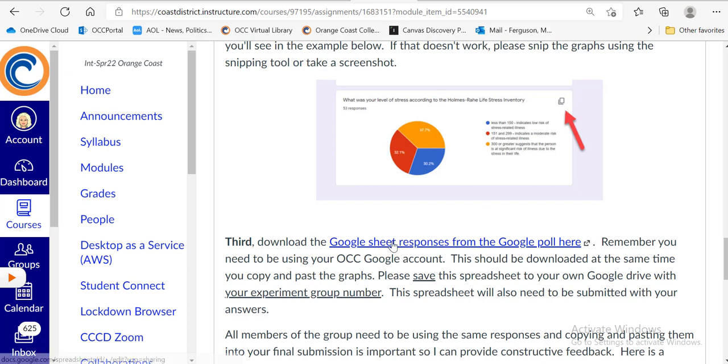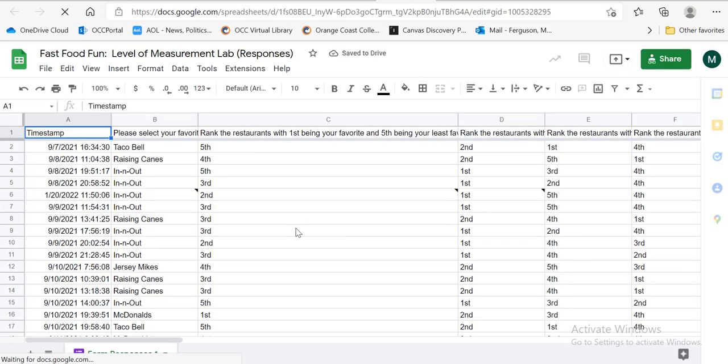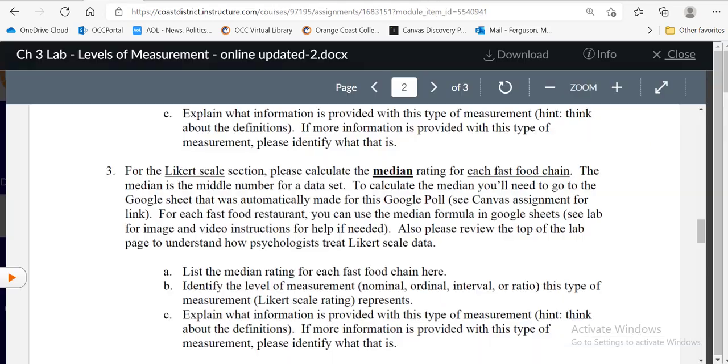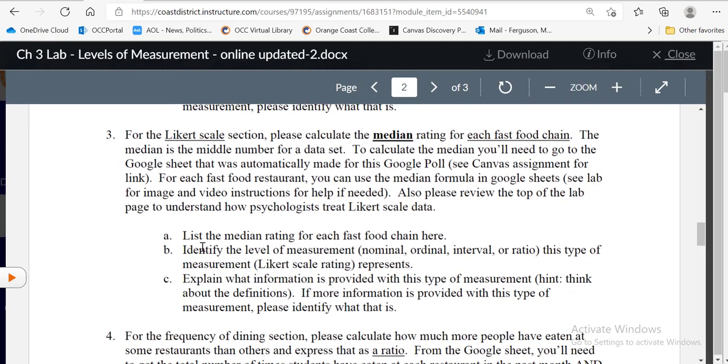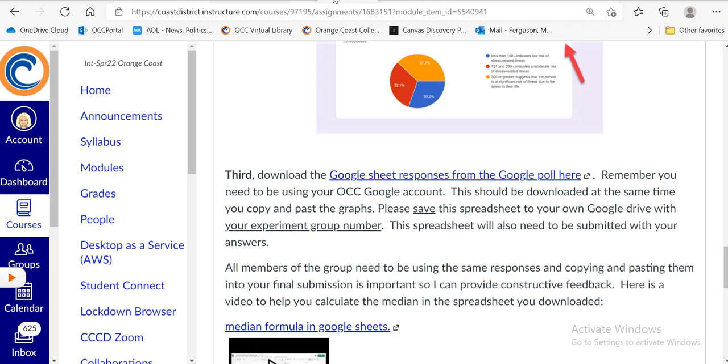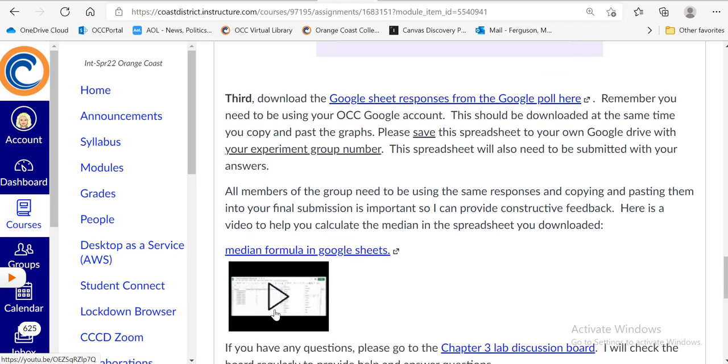Next, you're going to download the Google Sheet responses. And you just click on this link, and that'll come up. And it will have the responses for your class. And you'll need that Google Sheet on the assignment page. I give you directions for creating the median.